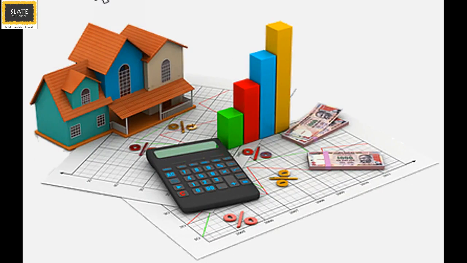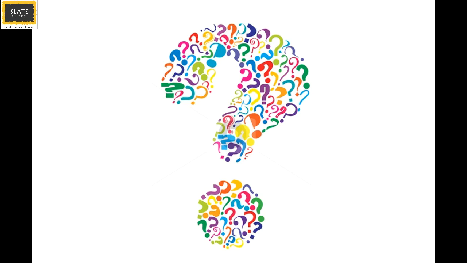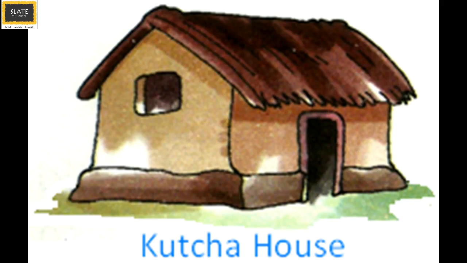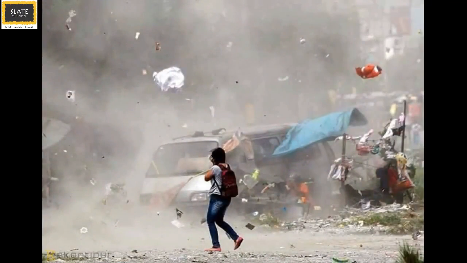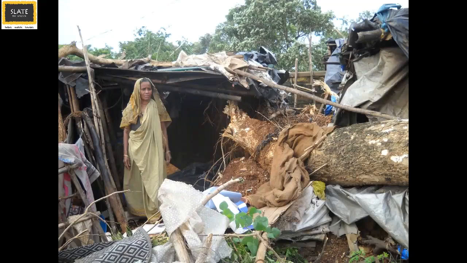Now Slaters, we have already learned several things about houses, isn't it? Can you all tell me, what is the house which is made of mud and thatched roof called? Correct, Kacha house. They are made of weak materials like mud, straw and dry leaves. This can be easily blown away by strong winds and get destroyed in heavy rains.